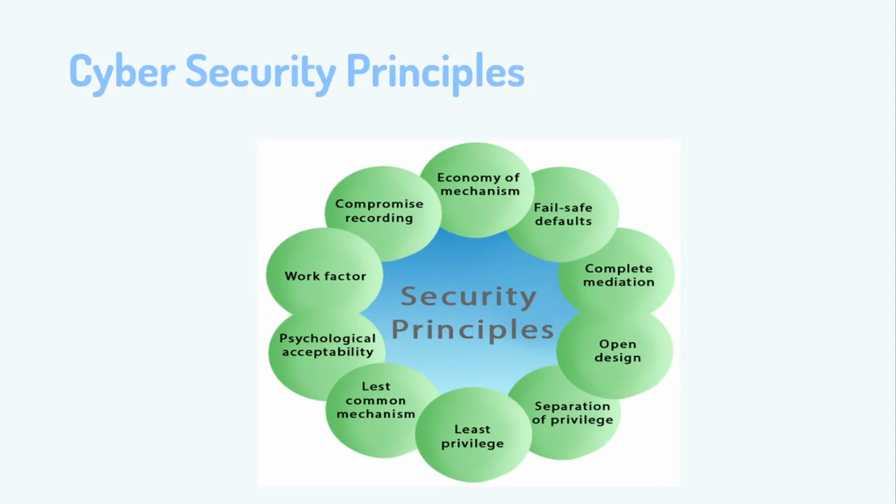And we have psychological acceptability. Psychological acceptability is nothing but, when we enter a wrong password, the system should only tell us that the user ID or password is incorrect, but it should not tell us that the password was wrong, because that would give some information to the attackers. That is the use of psychological acceptability.